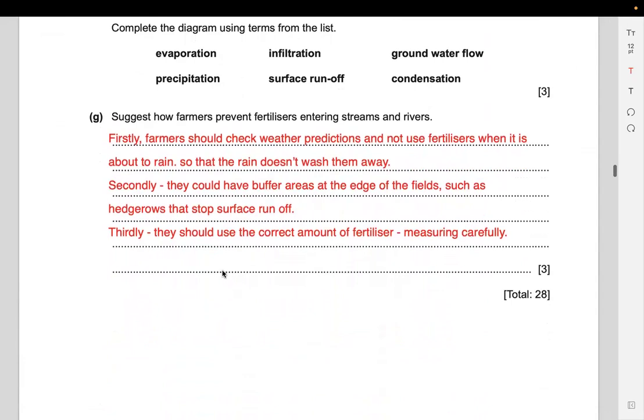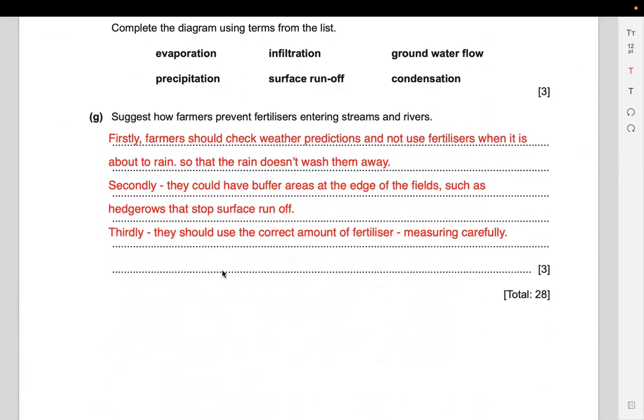How can farmers prevent fertilizers entering streams and rivers, so creating eutrophication? Well, obviously, don't fertilize the ground when it's pouring with rain. So check out the weather so that the rain doesn't wash them away. Or don't use them if it's windy so that the wind doesn't blow them away.